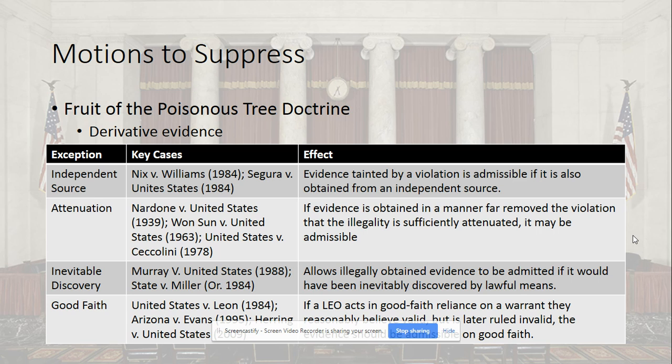Then we also have attenuation, which basically says that the evidence obtained is so far removed that basically it doesn't matter. So yeah, that one's kind of fun. Very rarely does it pop up, but it's there.